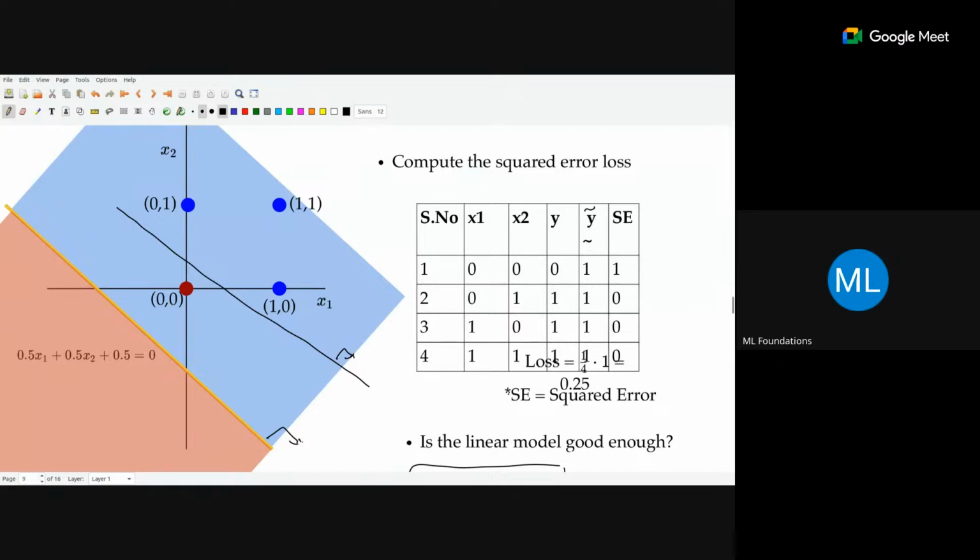Is this linear separator, or linear model, good for classifying this particular data? Is it good or bad? What do you feel? For this particular data, the 4 data points itself I am talking about. Is my linear separator doing something better? That is the point I'm unable to decide. What is good and bad here?